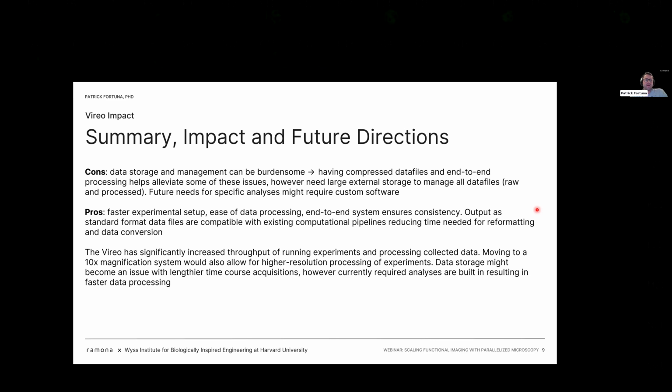I must say I've been primarily working with the 4x objective Vireo system. They also have a 10x one, which, if you're working with 2D cultures, you can probably get to single cell resolution if you're looking at things like calcium imaging or tracking movements. Again, data storage could become an issue if you're doing really long time course acquisitions across different channels, because you can record in green and red fluorescent channels and in brightfield. But so far, processing the data as you acquire it has definitely taken away a lot of that burden.